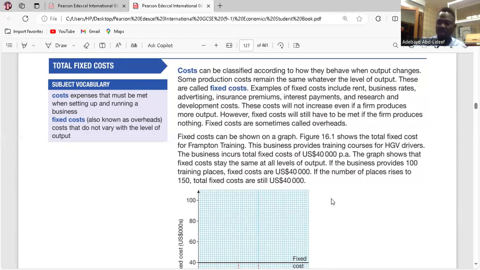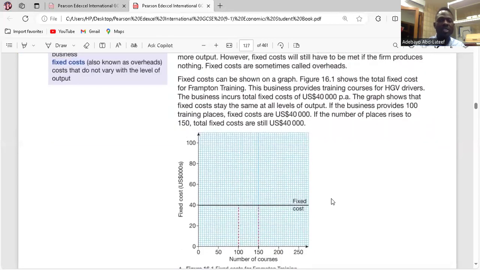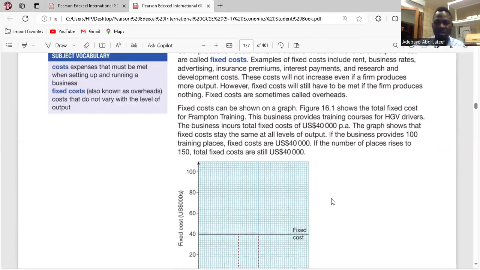So these costs, no matter what happens to our output, they have to be paid. They have to be incurred. We have to pay for them. They are overheads, so the running of the business will not be smooth without these overheads. So you produce or you don't produce, these things will be there for you to pay for. That is fixed cost. Is it clear? So fixed costs are costs that do not change as the level of output changes. Any question about that? So it is fixed and it's always horizontal.